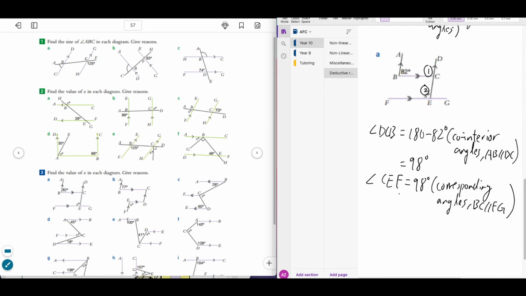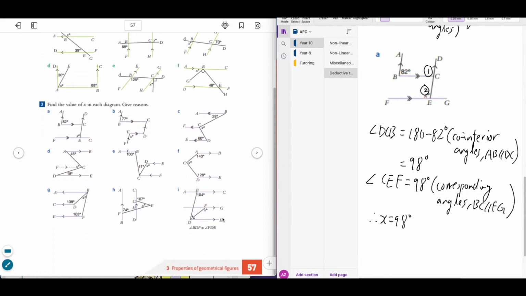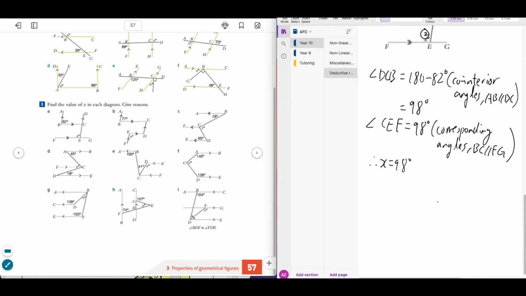All right, and the question asks you for x, so you can just say therefore x is equal to 98 degrees because angle CEF, that is x, right? And that would be done. All right, I'll go through another question just to make it more clear. I'll do question F.